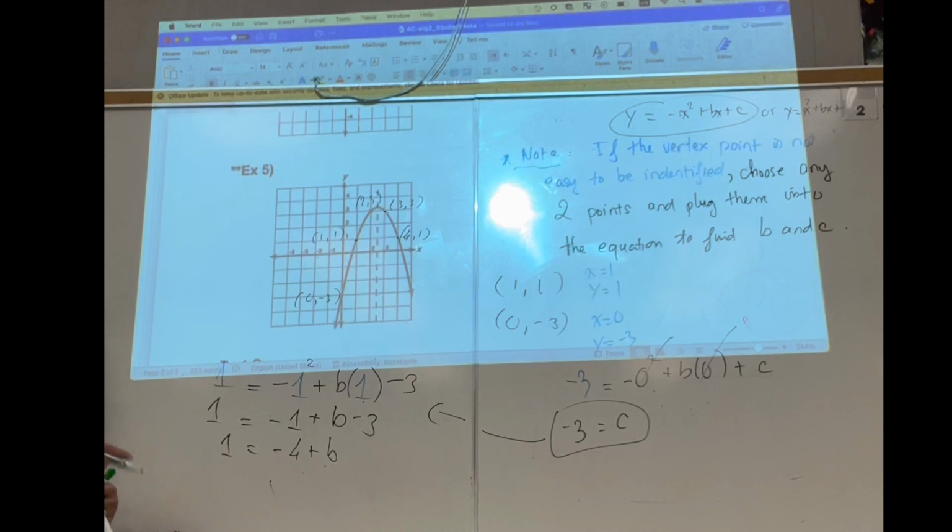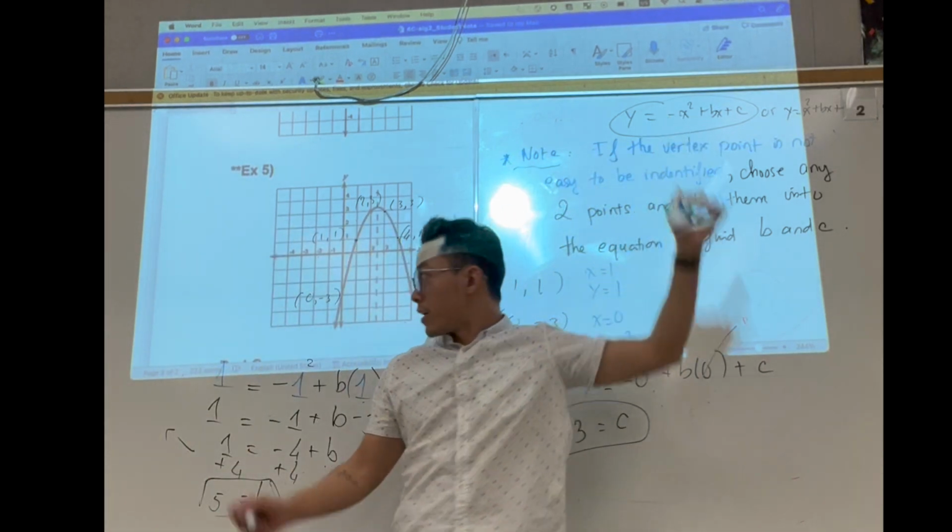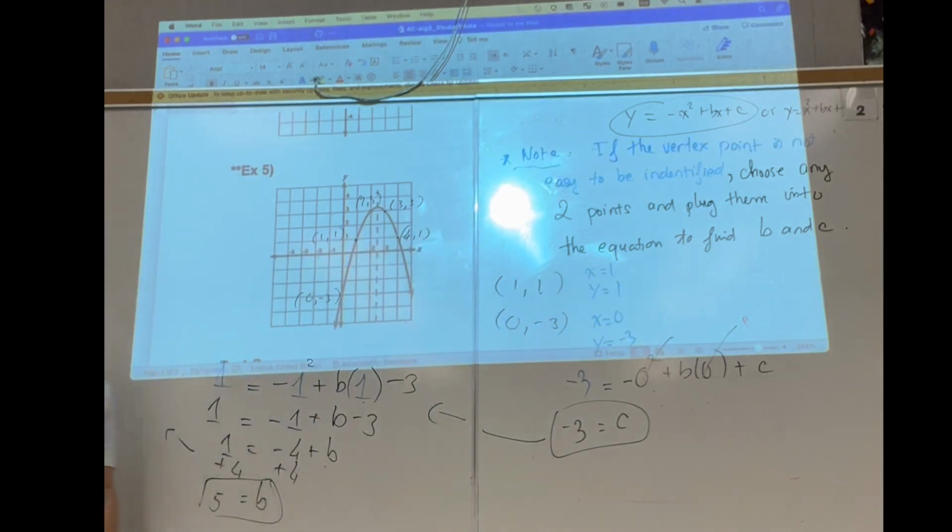What are you going to do next? Plus 4 on both sides. So b is 5. Okay, you're going to give me the final answer, so you can give the point. Y equal to? This one, because this is downward, right? Oh, because the square doesn't apply to this. Oh yeah.